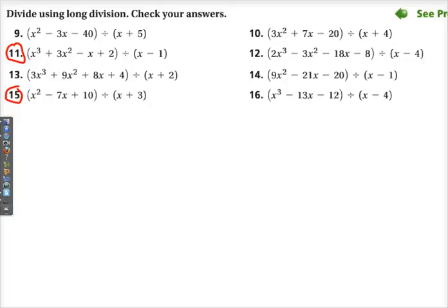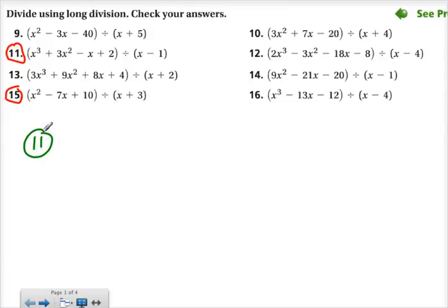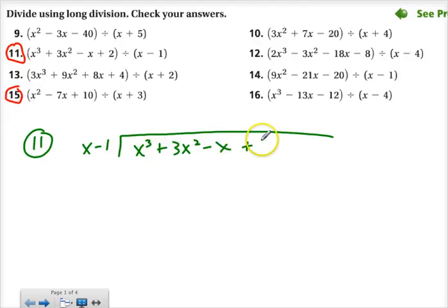These are the most frequently asked questions for Algebra 2 for section 5.4 day 1, starting with number 11. So in number 11, we have x minus 1 as our divisor, and x cubed plus 3x squared minus x plus 2 is our dividend.